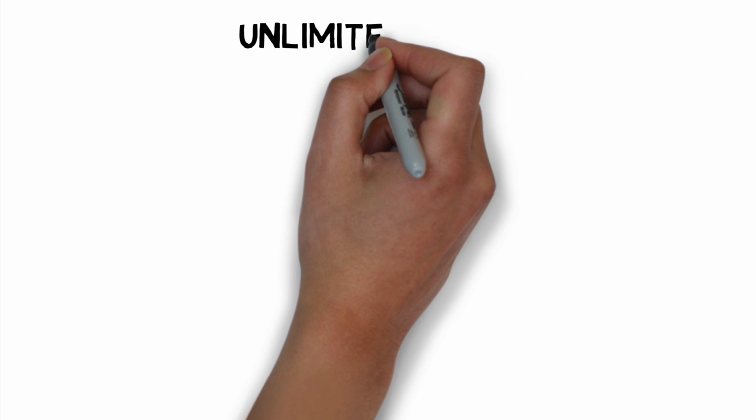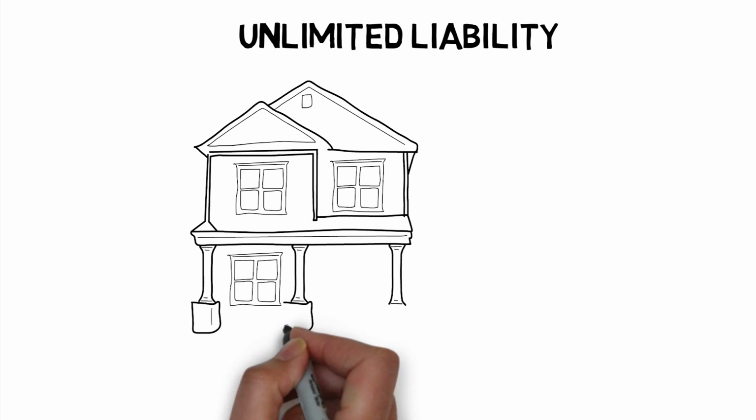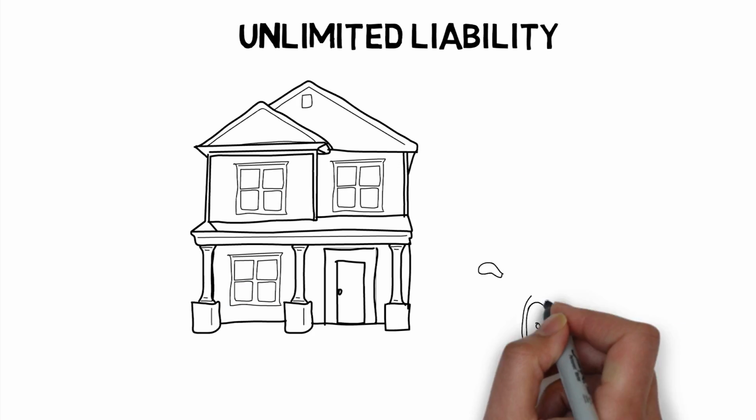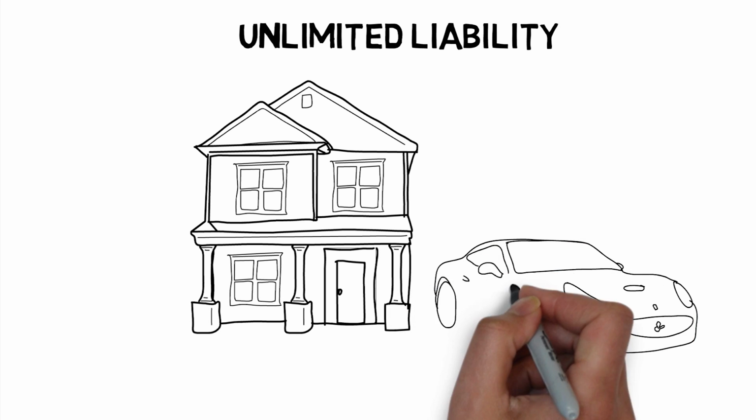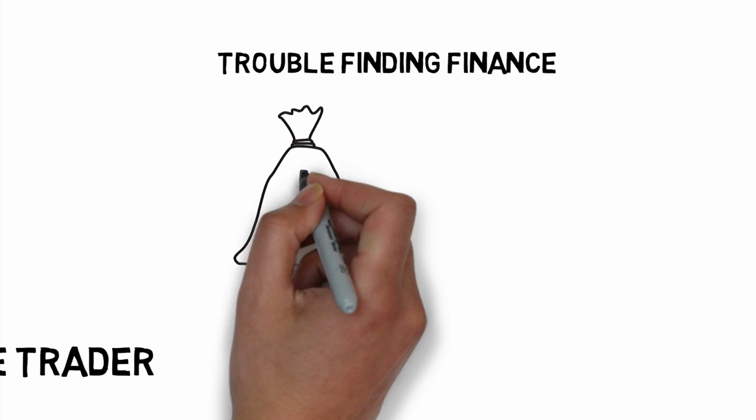Sole traders have unlimited liability, meaning that if the business goes into debt, then the business owner is fully responsible. A business owner's home, savings or other assets could be at risk even if they're outside of the business. Sole traders often find it hard to get finance, which can in some cases cause problems with expansion.